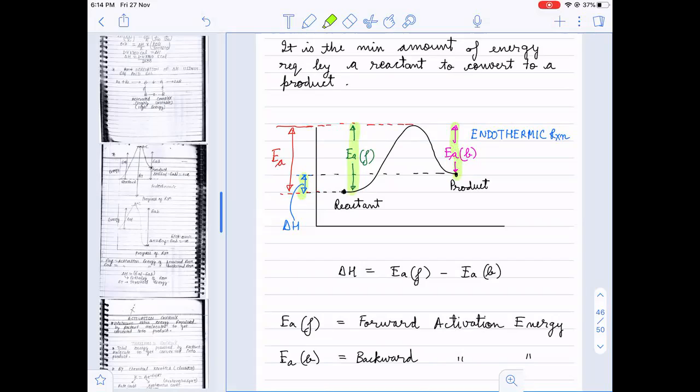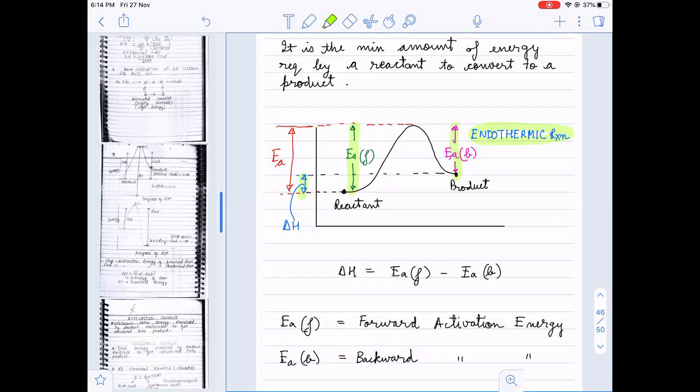Now, this particular curve is an endothermic reaction. How is this an endothermic reaction, and what are supposed to be the endothermic reactions? The reactions which absorb net heat are known as endothermic. So here as well, the product has a higher energy as compared to reactant. Then it is for sure that this reaction has absorbed net heat and not at all given out anything. Hence, this is an endothermic reaction.